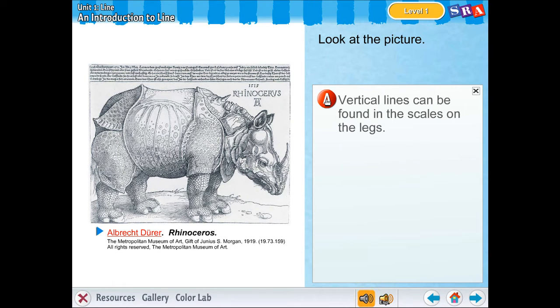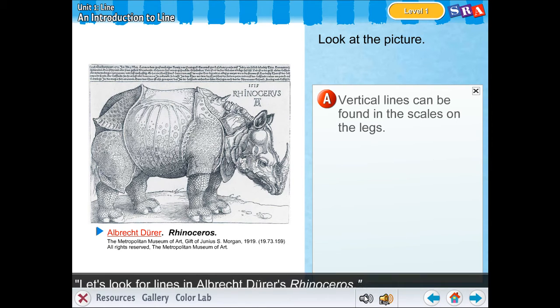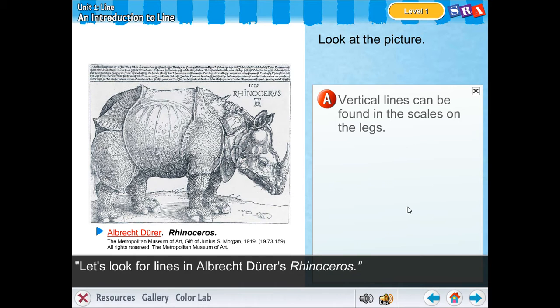So if we click on this, it tells us vertical lines can be found in all of the scales on the leg. So vertical lines are lines that go up and down. Okay, so I think you can see lines that go up and down. Let's look for lines in Albrecht Dürer's Rhinoceros.